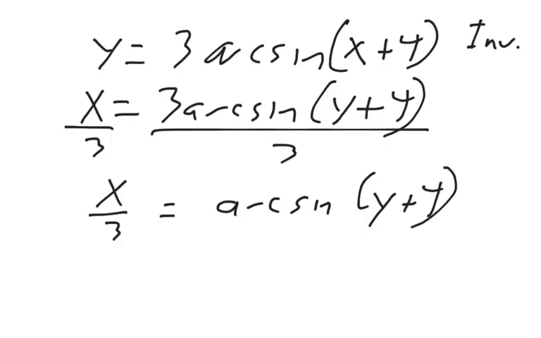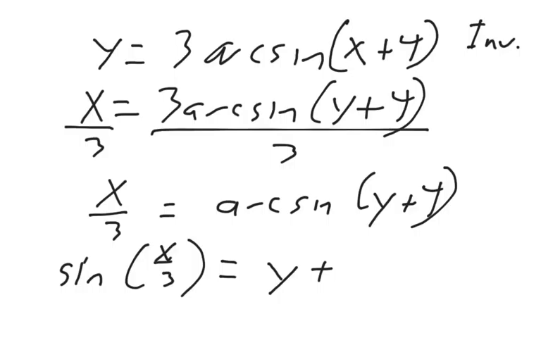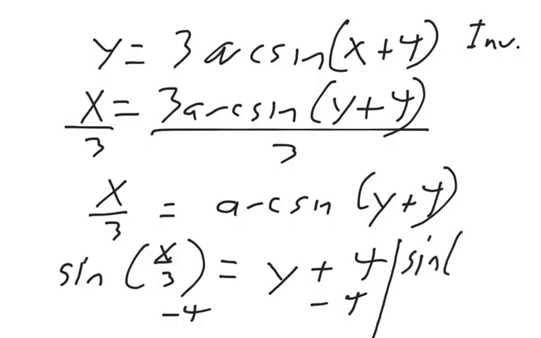So how do we get rid of the arc sine? We use sine for both sides. And then I'm going to subtract 4. So my answer here is sine x over 3 minus 4 equals y. And that's it for the first half.